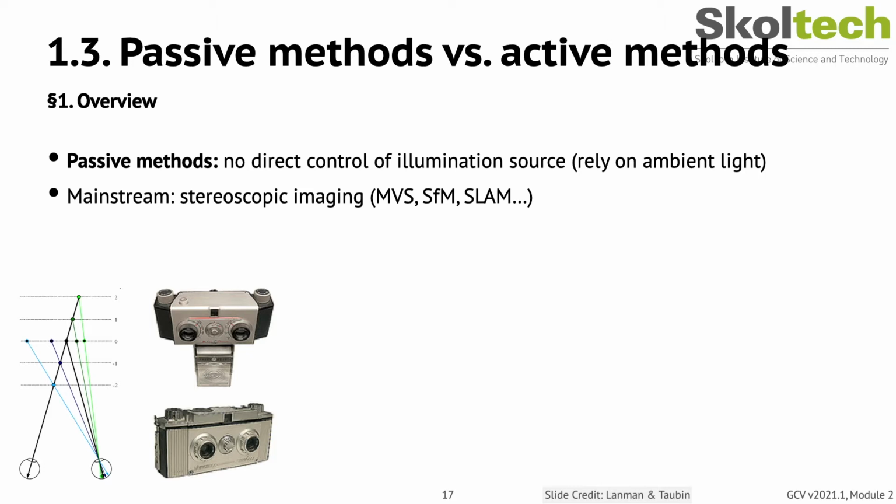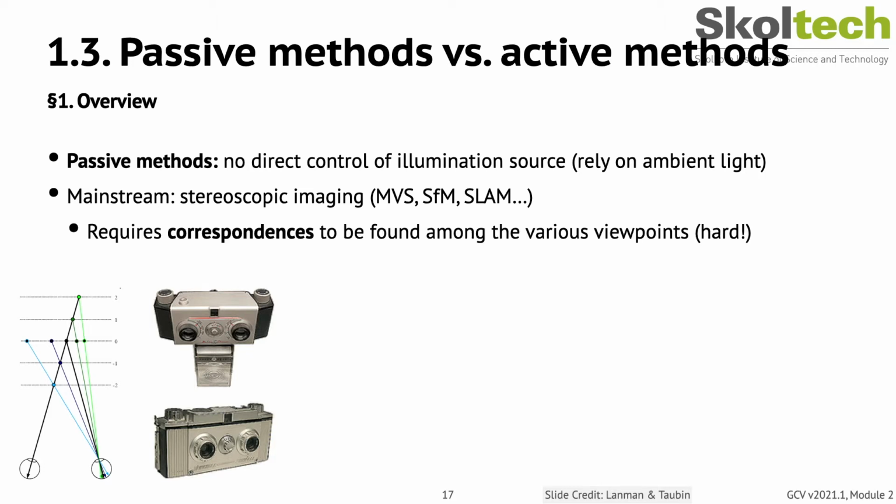Stereoscopy estimates the position of a 3D point by triangulation. That is, obtaining depth by intersecting 3D lines drawn from each camera's center of projection through the 3D point. This requires correspondences to be found among the various viewpoints, and is difficult for surfaces where texture is flat, periodic, or missing.